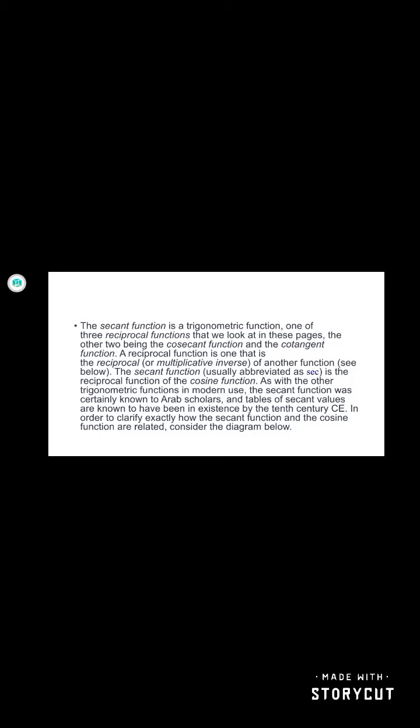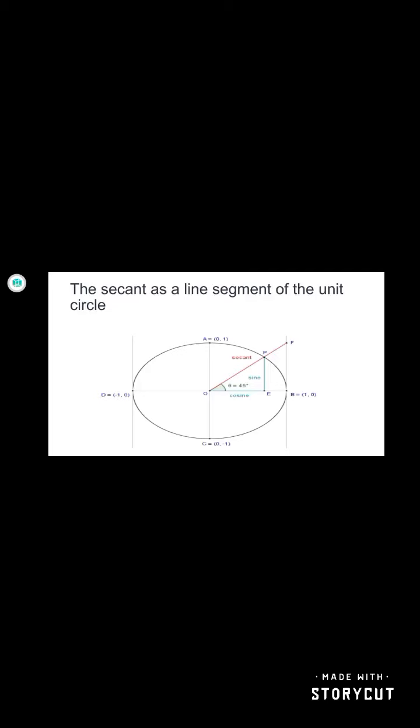The secant function, usually abbreviated as sec, is the reciprocal function of the cosine function, as with the other trigonometric functions in modern use. The secant function was certainly known to Arab scholars, and tables of secant values are known to have been in existence by the 10th century CE. In order to clarify exactly how the secant function and the cosine function are related, consider the diagram below.